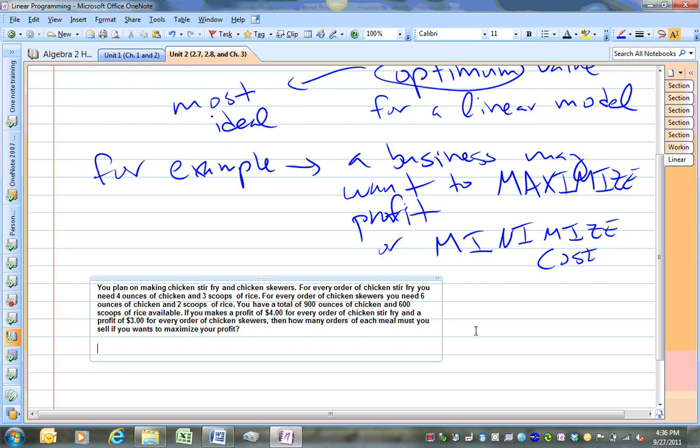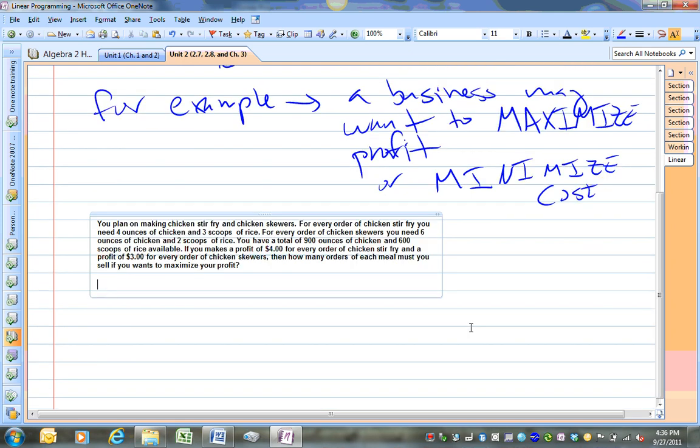Now you have some limitations here. A total of 900 ounces of chicken is available, and 600 scoops of rice are available. The profit is $4 for every order of chicken stir fry and $3 for every order of chicken skewers. How many orders of each meal must you sell to maximize your profit? That's a lot of information. It'd be very hard to digest. So here are the steps we're going to do to solve this problem.